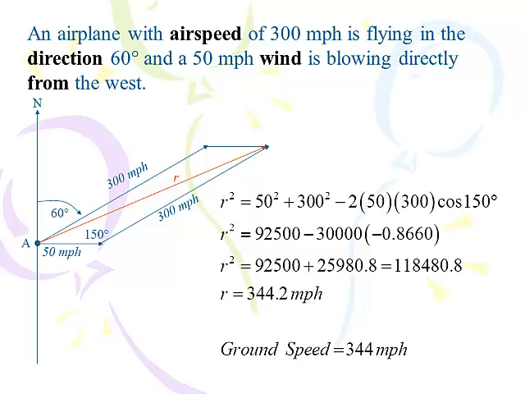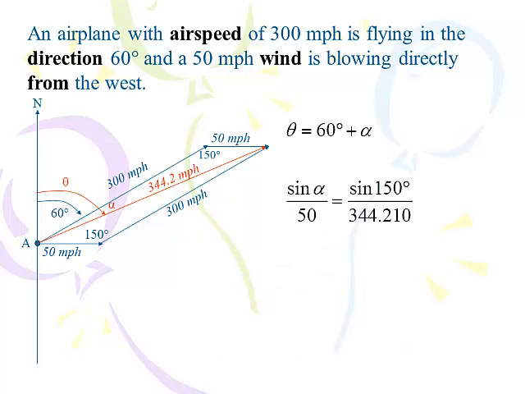It had to be somewhere between the sum and the difference of the two. Had the wind been directly behind the plane, we'd be going 350 miles an hour. Had the wind been directly in the nose of the plane, we'd have been going 250 miles an hour. So our answer had to be between 250 and 350. 344 is pretty reasonable. Now we need to find the true course.